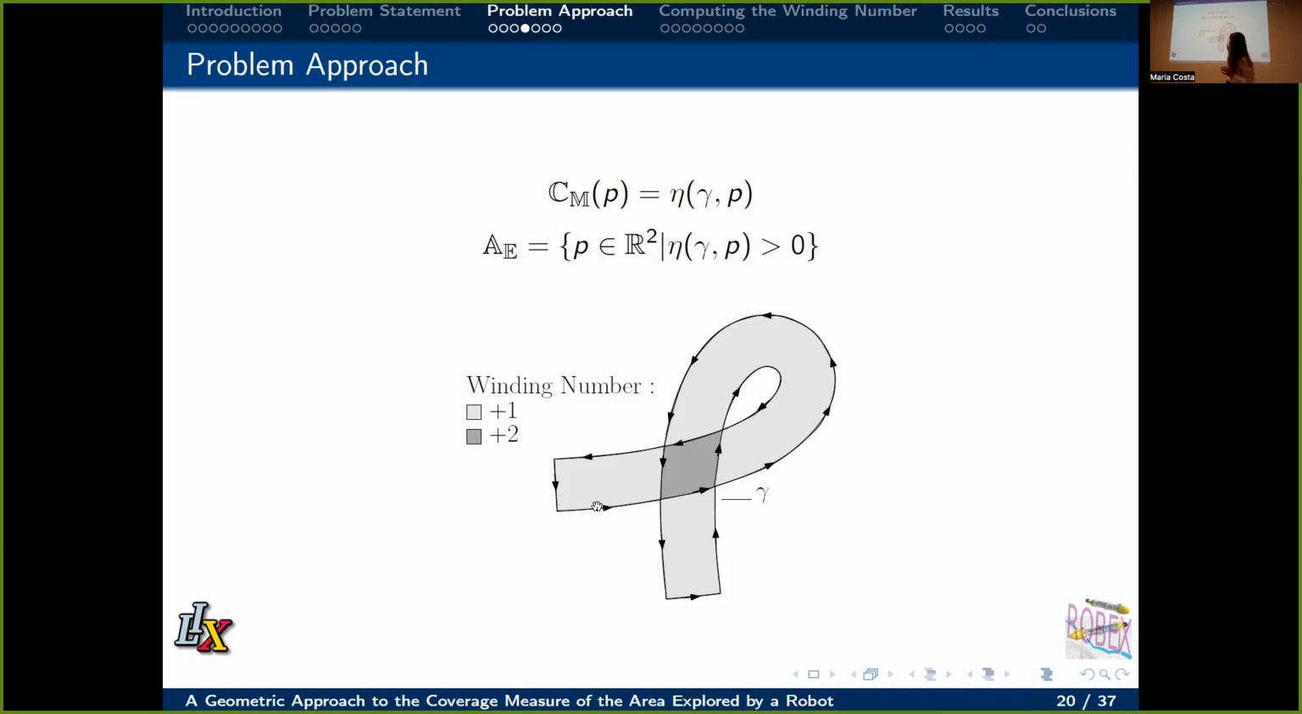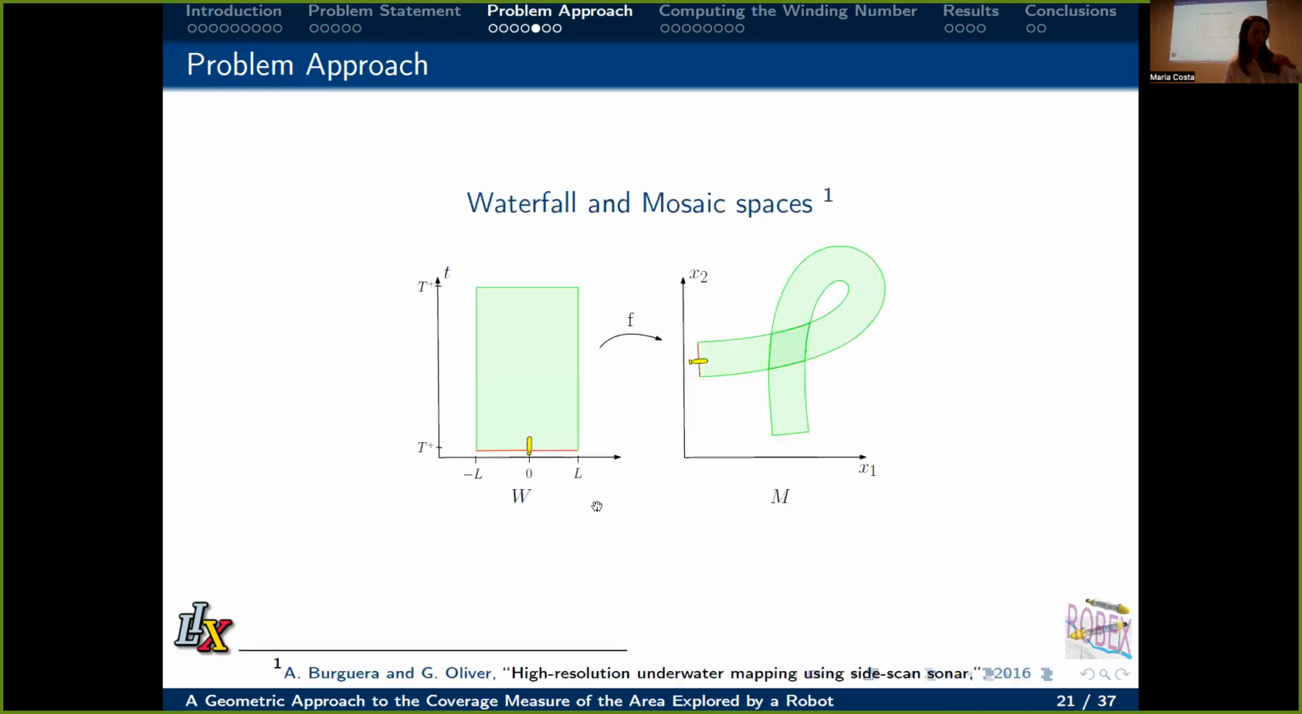So the points in the dark gray area, they have a winding number of +2 and they are surrounded twice. And the same thing for the points in the light gray area. So now I will quickly discuss the proof of this theorem with you, but of course it will be much better detailed in the paper.